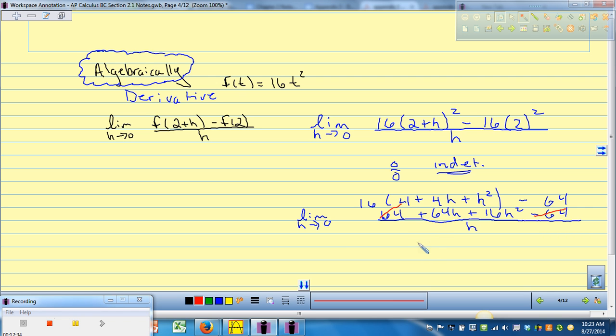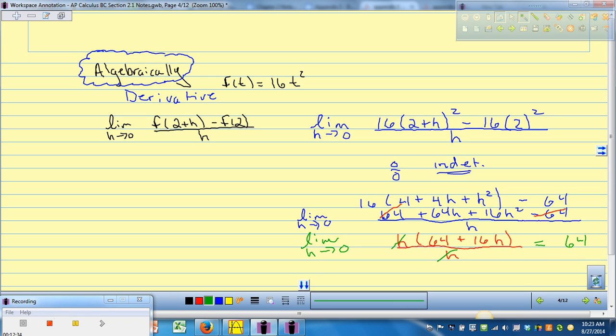We should factor it out first. So let's factor out our h out in front, leaving me with 64 plus 16h all over h. Now it can happen. Our h's will cancel. And we're taking the limit as h goes to 0. And what do we get? 64.